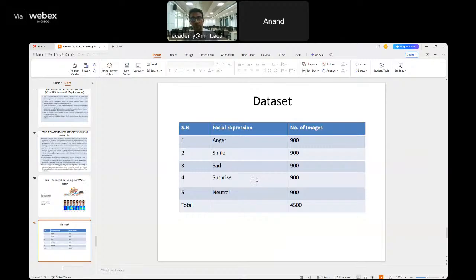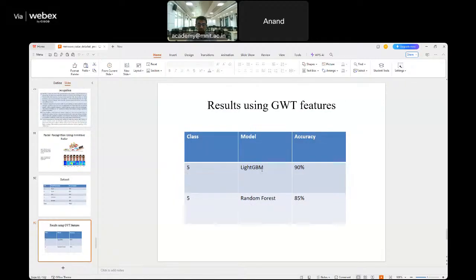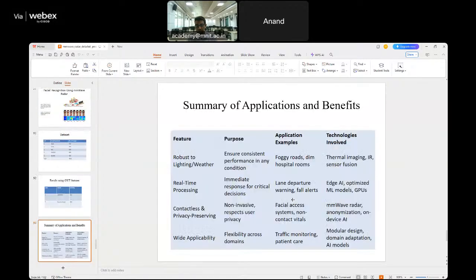So when we took this up, we started with facial expression. We have taken a balanced data set of anger, smile, sad, surprise, neutral, 4,500. With LightGBM, we calculated 90% accuracy, and random forest 85%. So overall, we are now going towards the summary of applications and benefits.